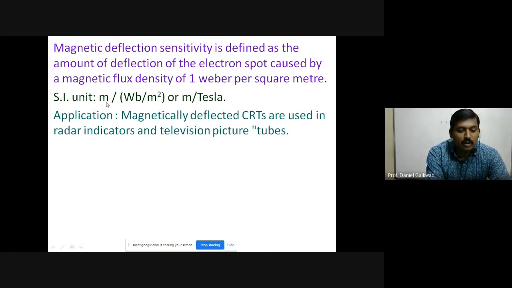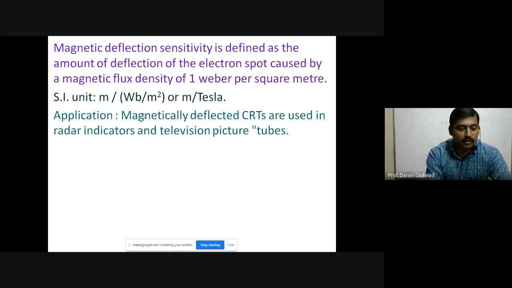So the SI unit is meter, that is the deflection, per unit of magnetic flux per square meter, that is Weber per meter square. Flux is measured in Weber and area in meter square, or we have Weber per meter square, a single unit called Tesla. So Tesla is the unit of magnetic field intensity or magnetic induction, which measures the amount of magnetic flux. So we have two units, Weber per meter square or Tesla.